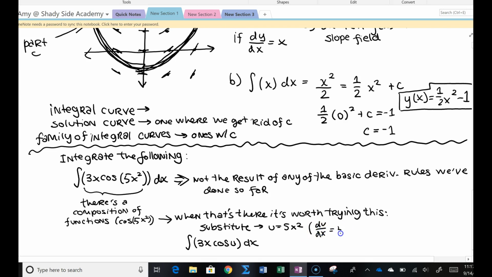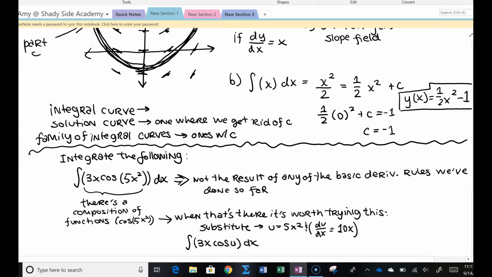If you're wondering how I chose that, you don't know quite yet. I gave you a hint, which was, notice that there's a composition of functions right here. I'm letting u be the inside function. I'll talk about that a whole lot more. Once we have u equals 5x squared, this is a correct statement.